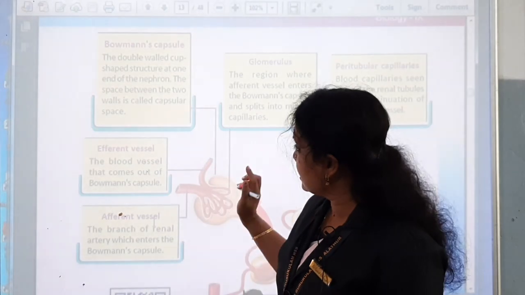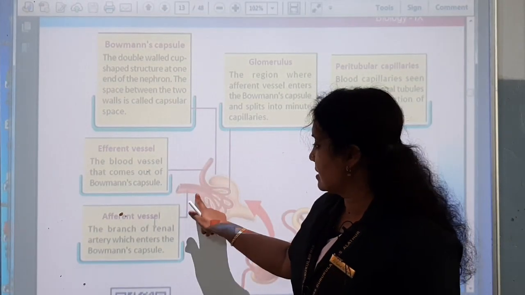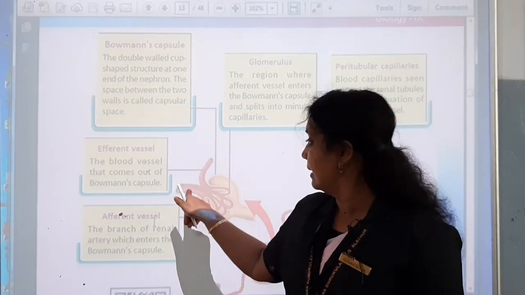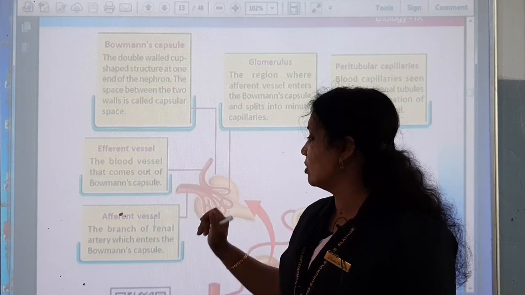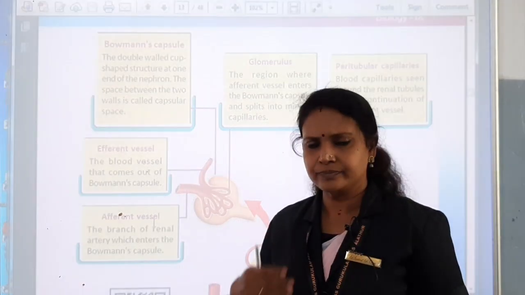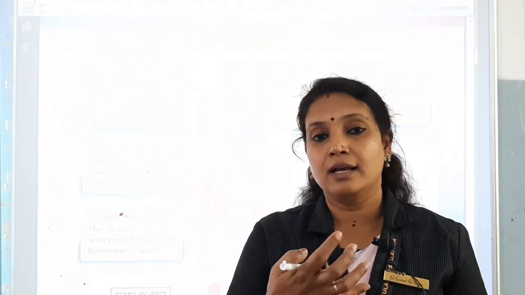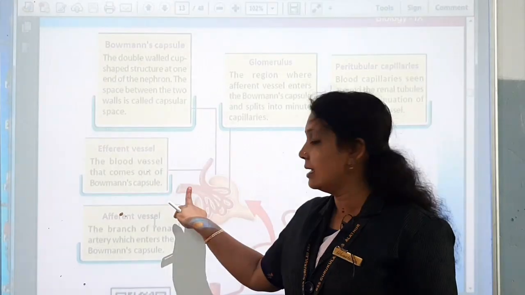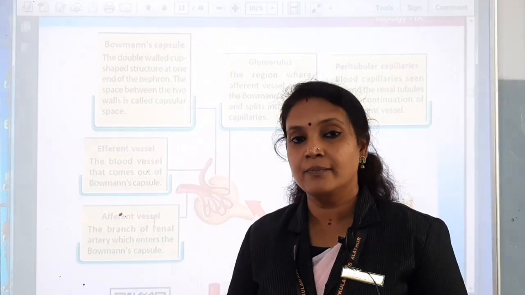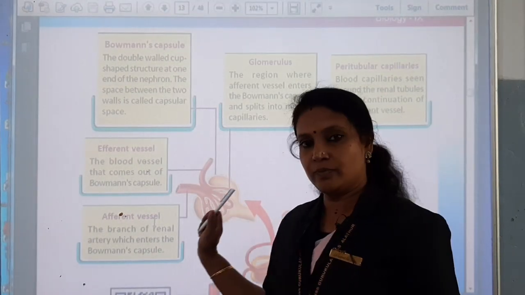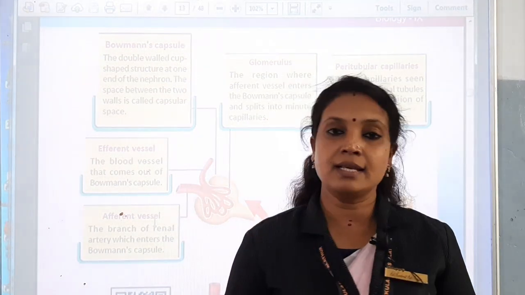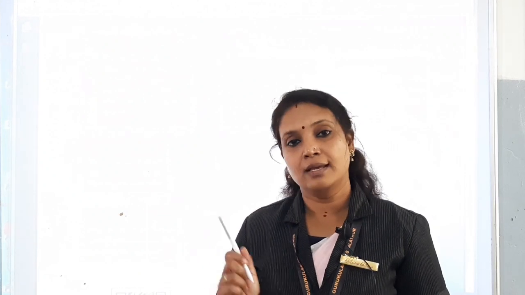Then next you can see two blood vessels. This is the afferent vessel and this is the efferent vessel. The afferent vessel is a branch of the renal artery. You know, the renal artery brings blood to the kidney. So the afferent vessel is a branch of the renal artery that enters the Bowman's capsule.